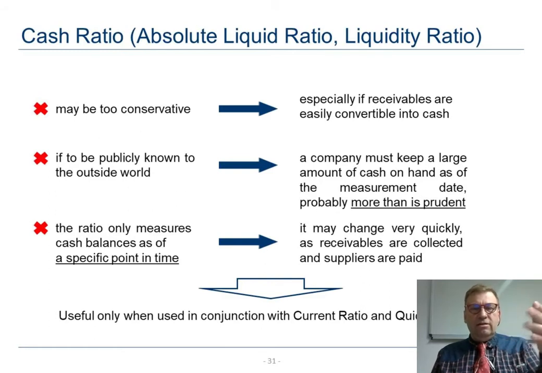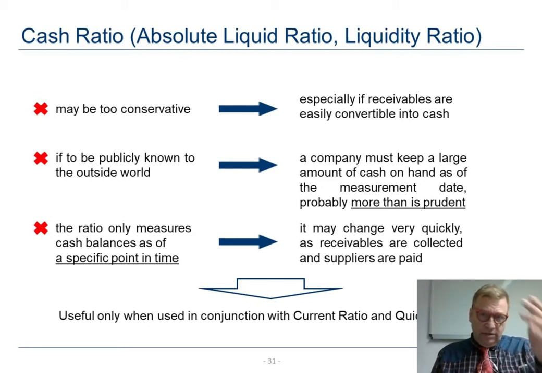The product that the company sells is easy to sell, and it's sold in large quantities and in a predictable way. Then these receivables are easily convertible into cash. Then, if the company is listed on a stock exchange, it has to produce the figures, and obviously it's publicly known to the outside world.